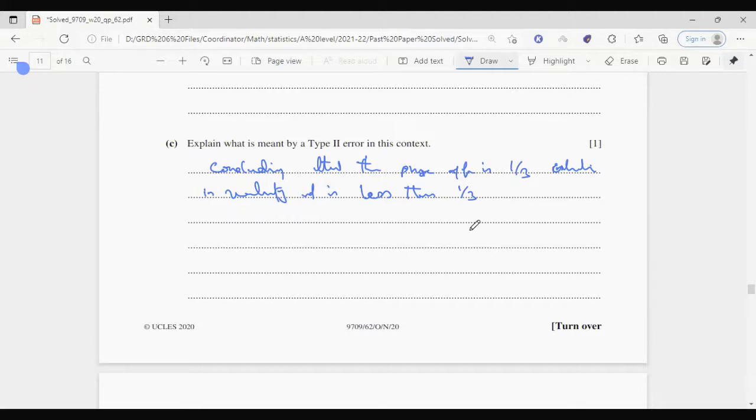So in general, we can say that what we mean by type 2 error is accepting a wrong null hypothesis. So this is the general idea. Based on this idea, you can make up your own statement.